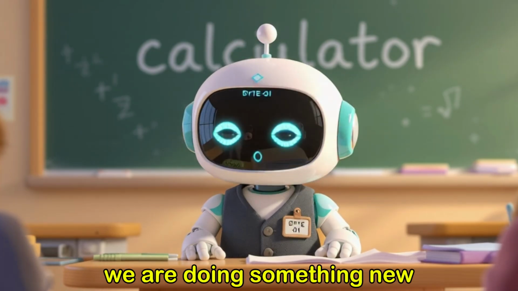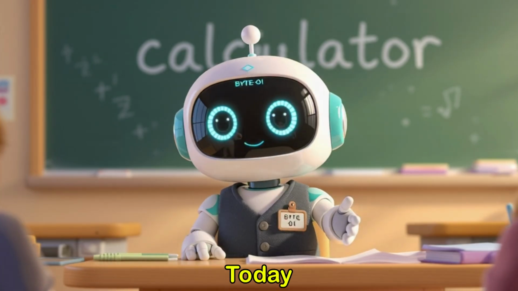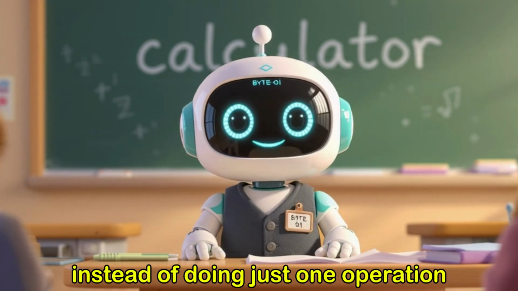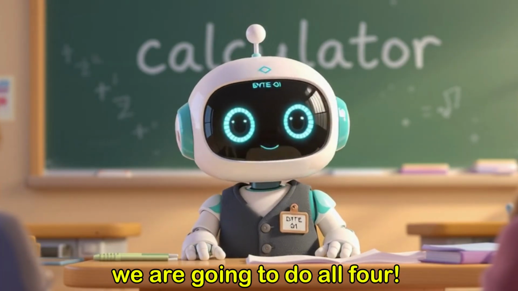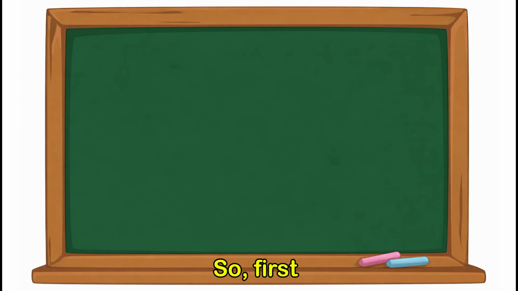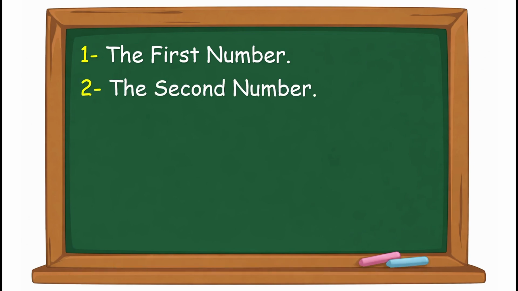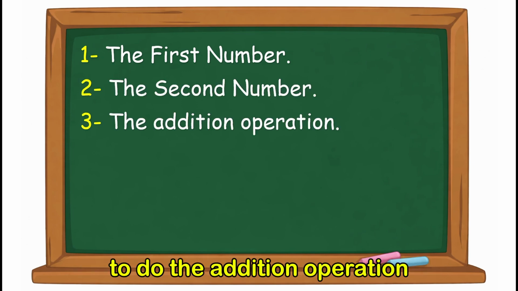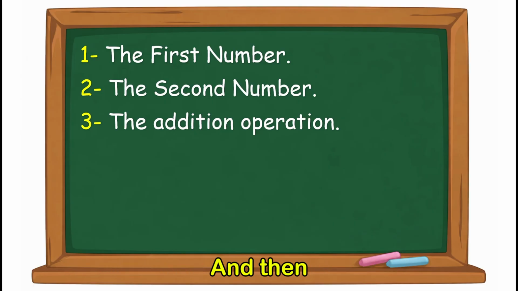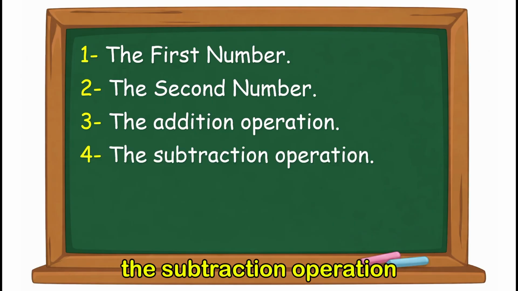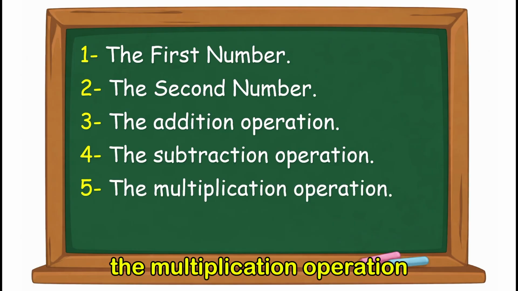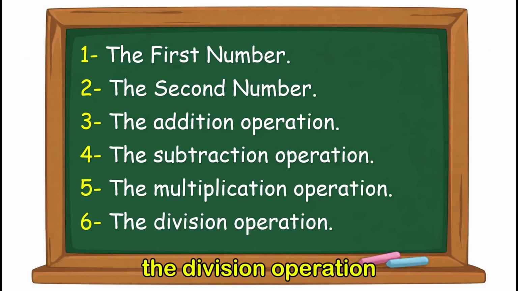But today, we are doing something new. Today, instead of doing just one operation, we are going to do all 4. So first, we will choose the first number. Then, we will choose the second number. And next, we will tell the computer to do the addition operation, and then the subtraction operation, and then the multiplication operation, and last, the division operation.